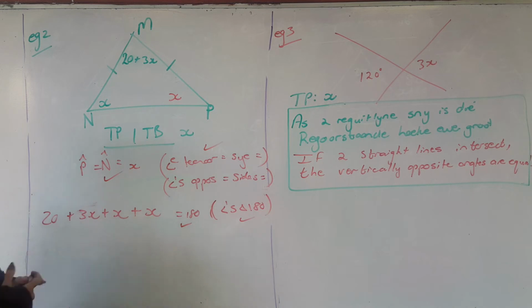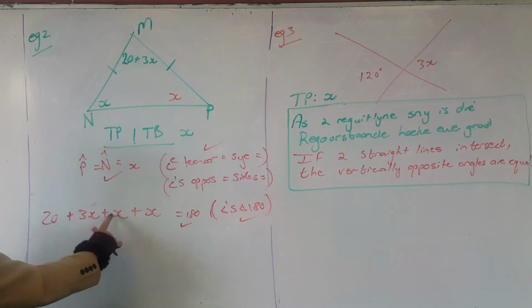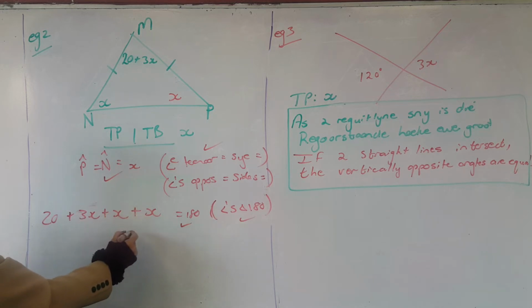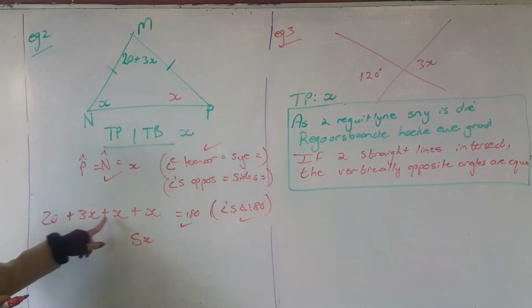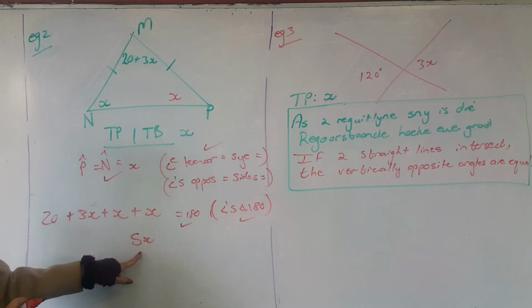En nou gaan ek net weer 'n algebra sommetjie doen en vir x gaan oplos. So I'm adding the like terms. 3x and 1x and 1x is 5x. Ek tel die gelyksoortige terme bymekaar. 3x en 1x en 1x. Tel die koëffisiënte op is 5x.